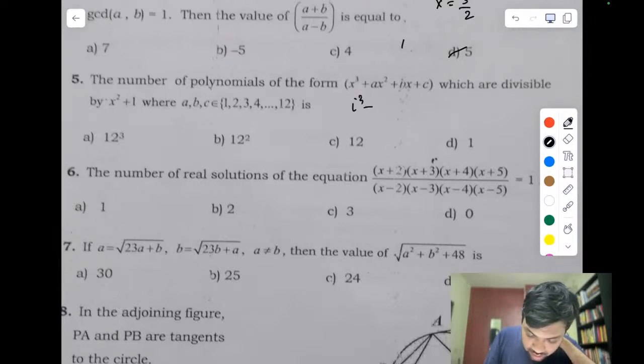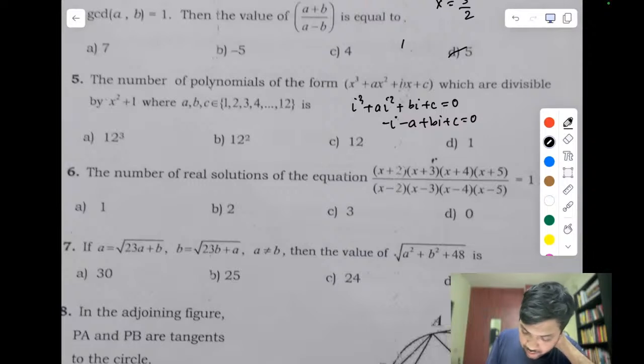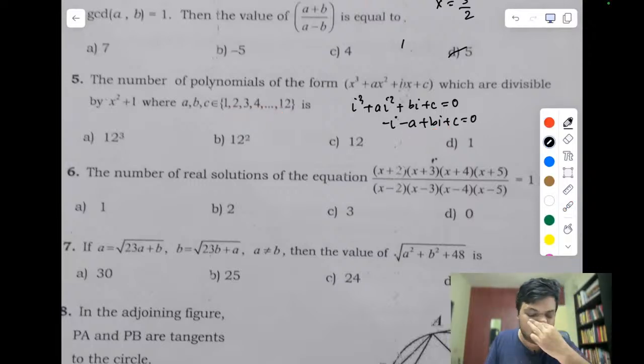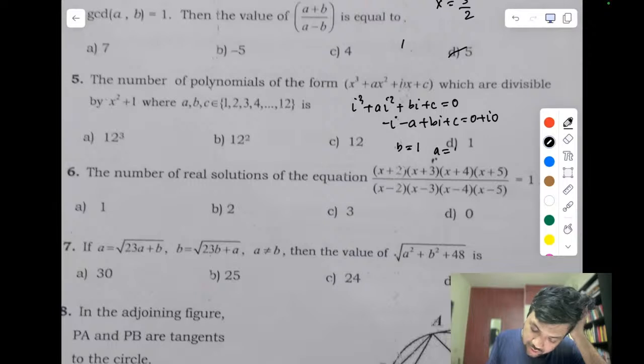So i cube plus a i square plus b i plus c is equal to 0 should happen, and that will instantly force minus i minus a plus bi plus c is equal to 0 by equating real and imaginary parts. We can always do that because a, b, c are real numbers. For a complex number to be 0, you can equate real and imaginary parts. That's how you define equality of complex numbers. So b is equal to 1 and a is equal to c.